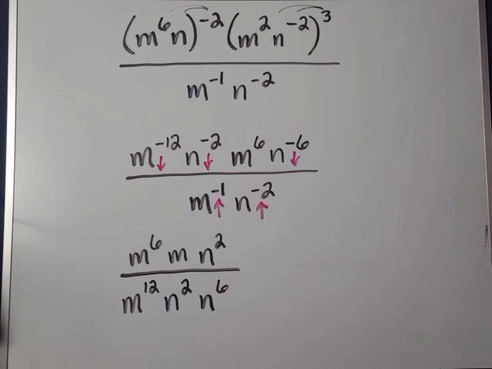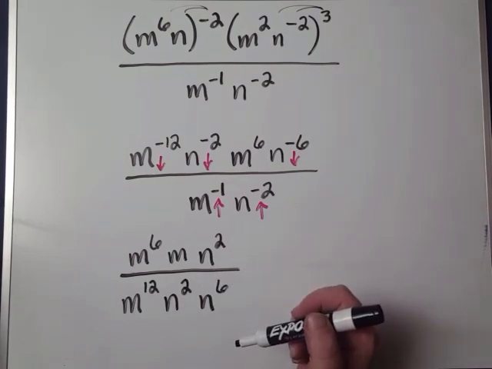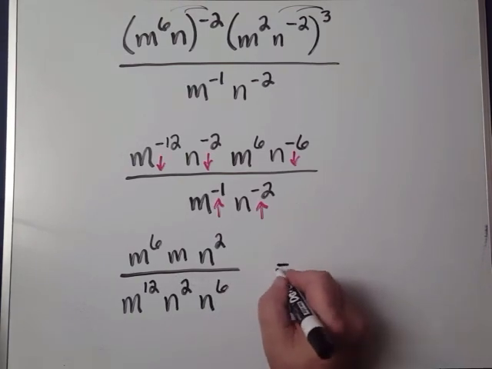What do you want to do now? Well, one thing I could do is I could count up how many m's are in the top, how many are in the bottom, and how many are left and where. Let's do it that way. Finish this off with me.